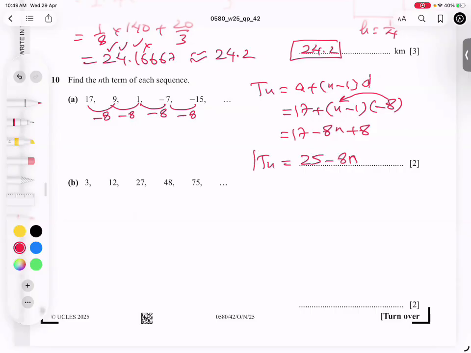So nth term, I got it. Question number 10b. Okay, students, first this difference. What is this? 12 minus 3, I get 9. And what about this? I'm getting 15. What is this, students? 48 minus 27, we are getting 21. What is the next one? 75 minus 48, we're getting 27. So students, not like the above question, the differences are not the same.